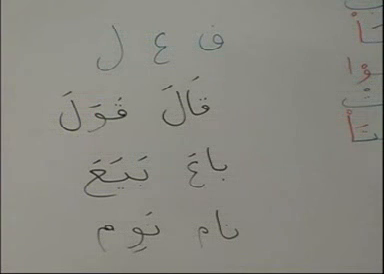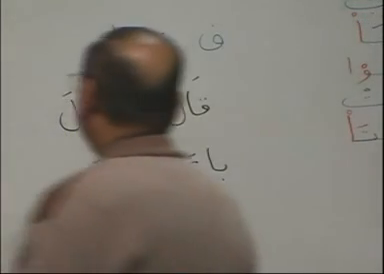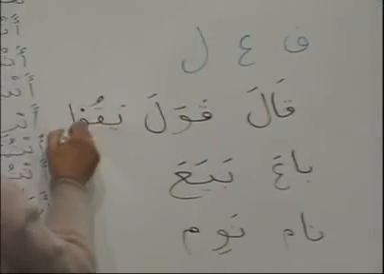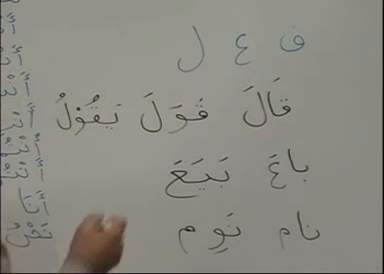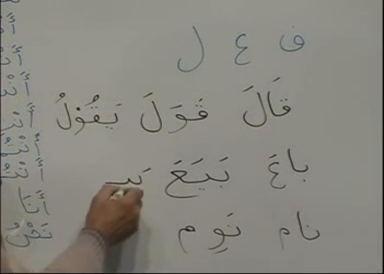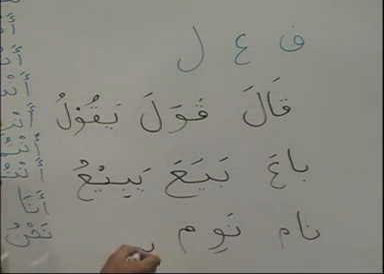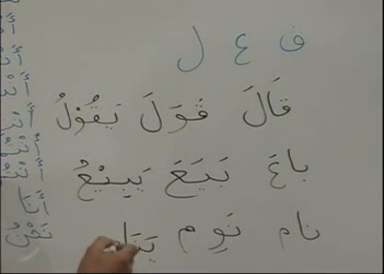Okay, brothers and sisters? So, kala becomes yakulu. Kala becomes yakulu. Okay? I will write down, brother. Ya, ku, lu. Ba'a becomes ya, bi, u. And nama becomes ya, na, mu. Are you with me, brothers and sisters?